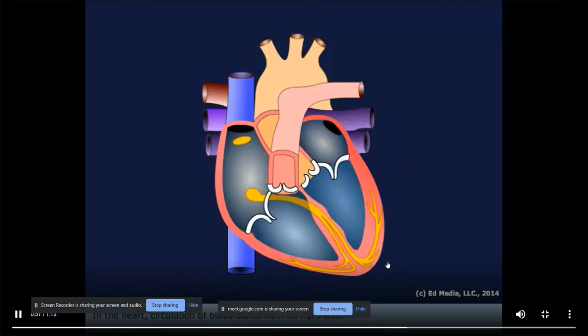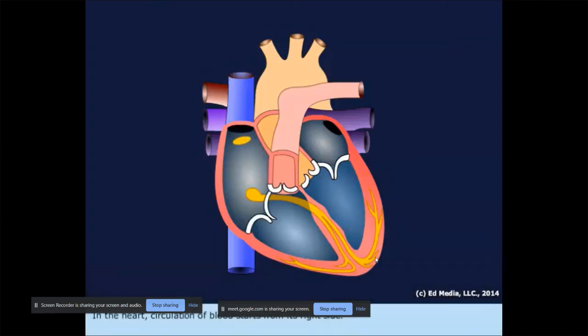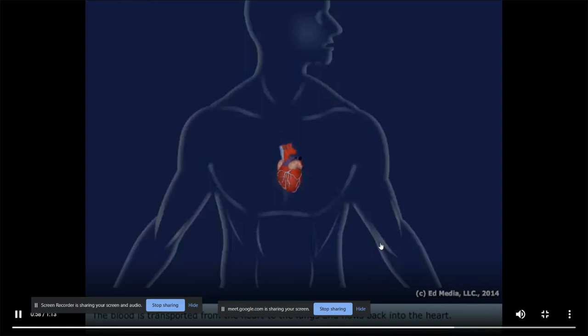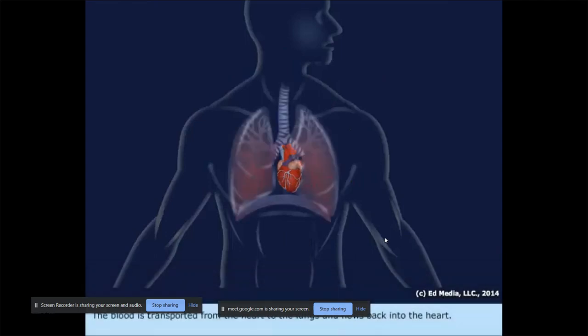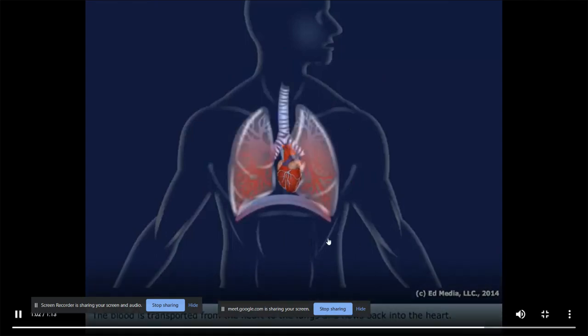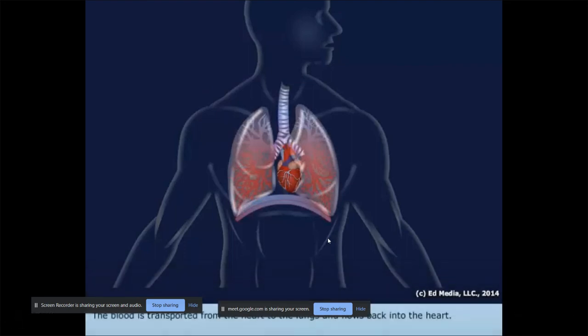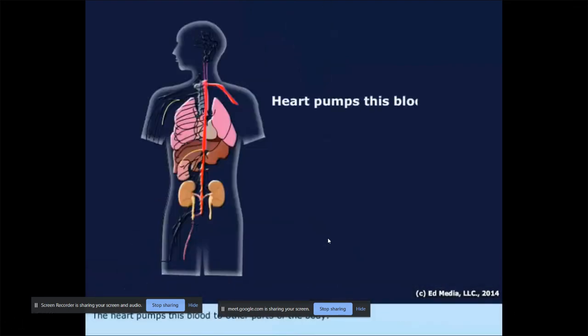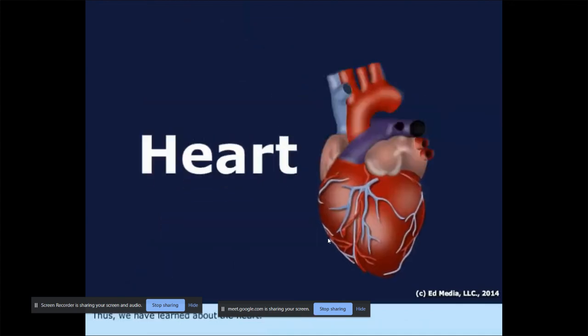In the heart, circulation of blood starts from its right side. The blood is transported from the heart to the lungs and flows back into the heart. The heart pumps blood to other parts of the body. Right, sir? I'm sharing, but the heart sound is not coming. Now I'll try to share again.